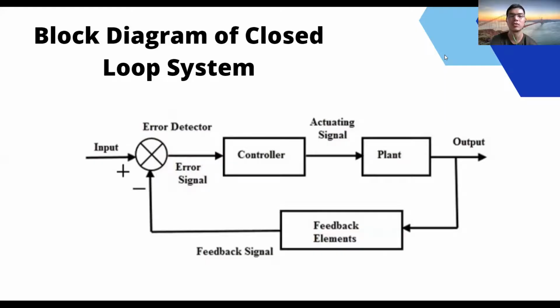Now we will go to the block diagram of a closed loop system. As you can see here, this is a picture of a basic closed loop system which has input, error detector, controller, plant, and feedback element.